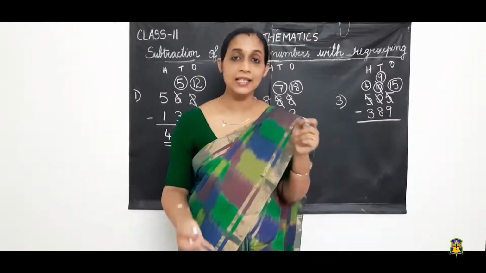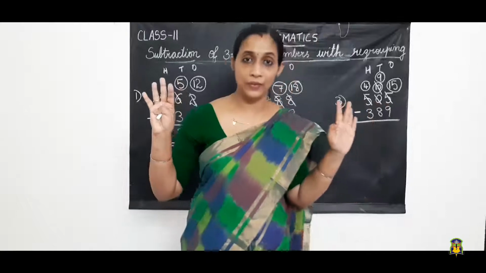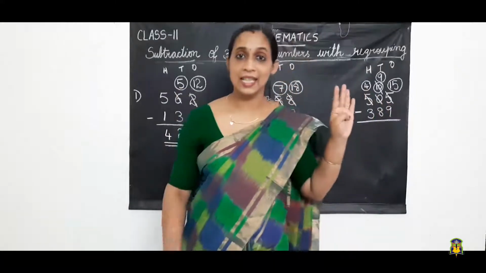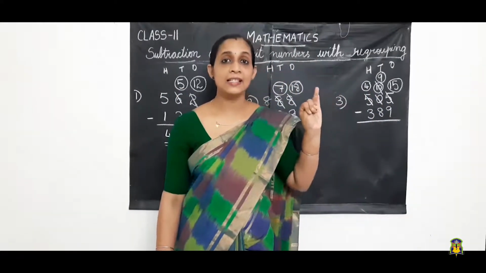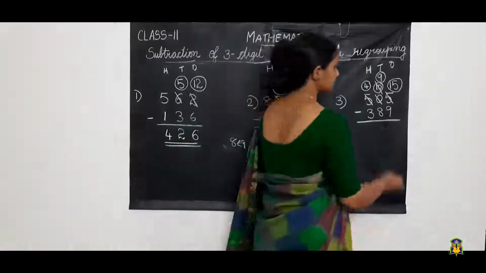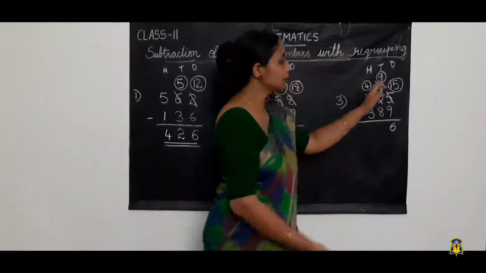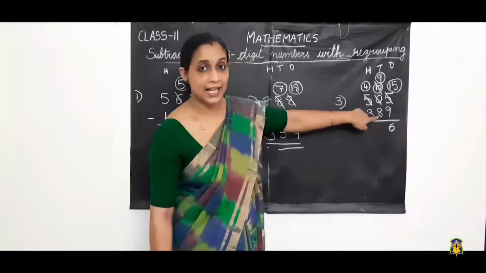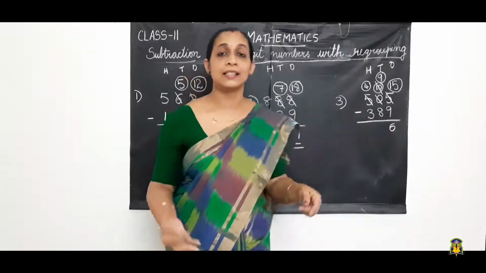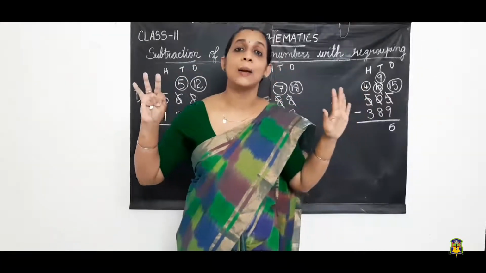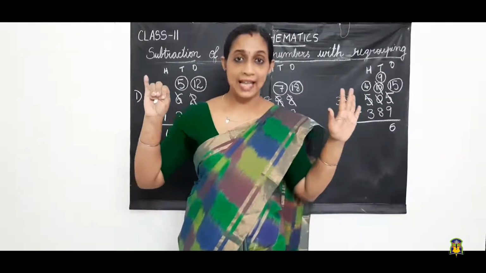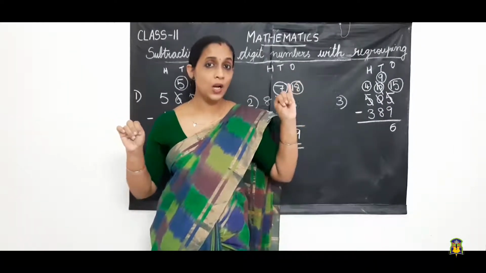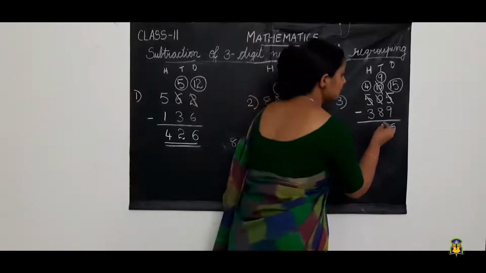So 15 in mind, 9 in hand. Before 15, 14, 13, 12, 11, 10, 9, 8, 7, 6. Okay. 6. Now in tens place we have 9 and 8. 9 minus 8 is 9 in mind, 8 in hand. Before 9, 8, 7, 6, 5, 4, 3, 2, 1. So 9 minus 8 is 1.